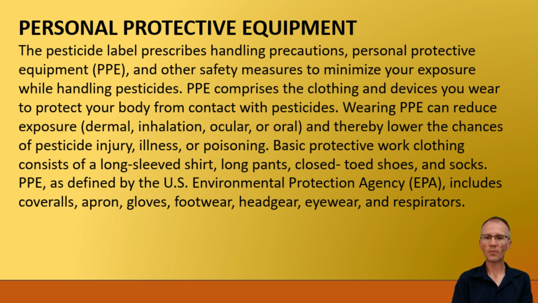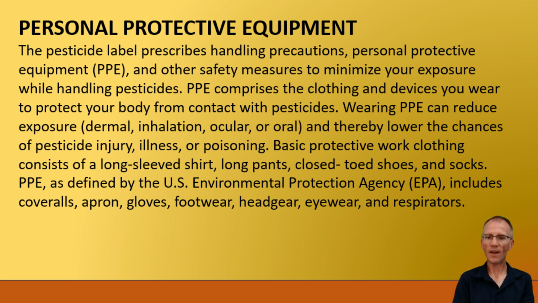Let's talk about personal protective equipment. The pesticide label prescribes handling precautions, personal protective equipment or PPE, and other safety measures to minimize your exposure while handling pesticides. PPE comprises the clothing and devices you wear to protect your body from contact with pesticides. Wearing PPE can reduce exposure, dermal, inhalation, ocular or oral, and thereby lower the chances of pesticide injury, illness, or poisoning. Basic protective work clothing consists of a long-sleeve shirt, long pants, closed-toed shoes, and socks.